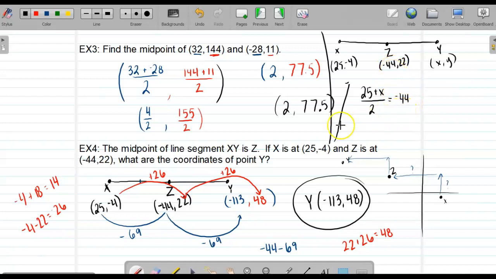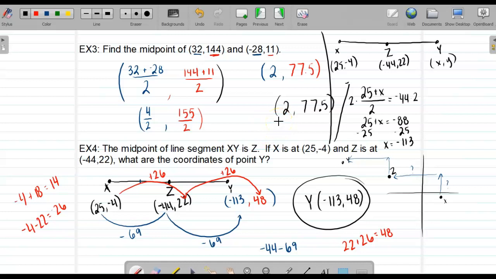How do I solve that equation? No, it's already divided by 2 right now. What's the opposite of dividing by 2? We'll multiply both sides by 2. So that's going to give us 25 plus x equals negative 88. And then we could subtract 25. And whenever we do that, we'll get negative 113 for that. So that's your x coordinate.